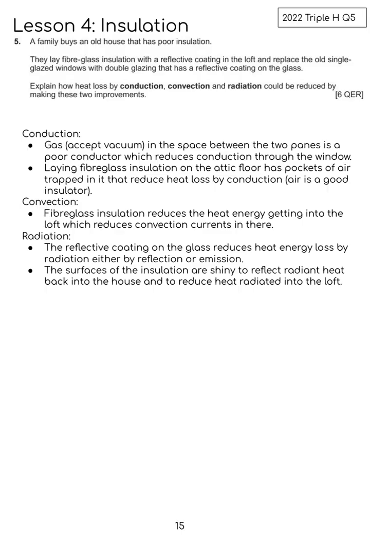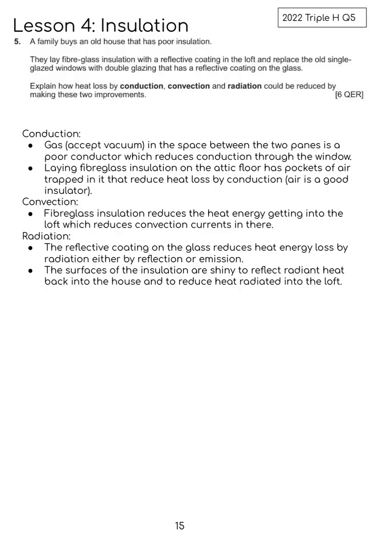So for conduction, there is a gas or a vacuum in the space between 2 panes in our double glazing, and that's a poor conductor, which reduces conduction through the window. And in our fiberglass, there are pockets of air trapped inside the fiberglass, and that reduces heat loss by conduction as well, because air is an insulator. For convection, this is mostly reduced by the fiberglass, and that reduces heat energy getting into the loft, and therefore there won't be as many convection currents formed in the loft space.